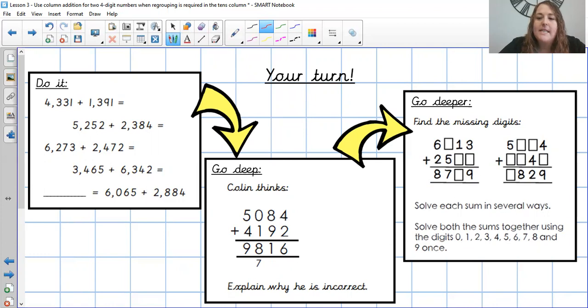And finally, your go deeper today. You have to find the missing digits. So there are 2 calculations there for you. They're both addition, and they are both mainly looking at the regrouping in the tens column. And it says to solve each sum in several ways. That's not just doing each one once. It's in several ways if you can, because there are a few different ways that you can solve this. And then to have a go at solving both the sums together using the digits 0, 1, 2, 3, 4, 5, 6, 7, 8, 9 only once.